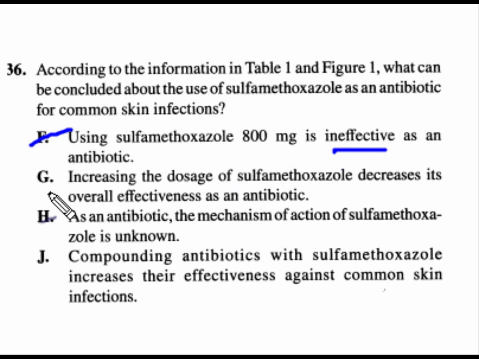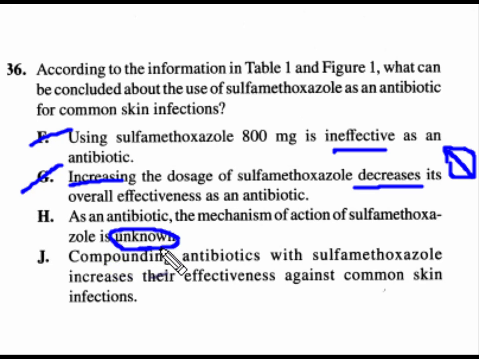Answer choice G says we're going to increase the dosage and it decreases. Once again, that goes with that chart. If we increased and then it decreased the effectiveness, that would go like a down staircase in our chart, so that's out as well. The mechanism of action of the antibiotic is unknown. Well, we know it works because as you increase, it increases the elimination. So answer choice J is going to be the correct answer.